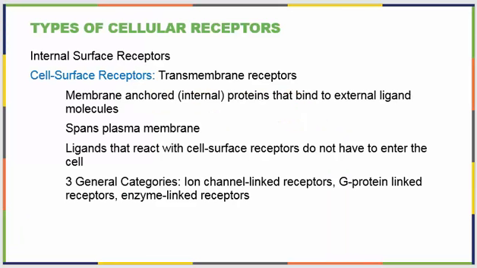Now let's talk about cell surface receptors, or external receptors. These are often transmembrane receptors. They are anchored internal proteins that bind to the external ligand molecules. They span the entire plasma membrane. The ligands that react with cell surface receptors don't have to enter the cell, and they exist in 3 general categories. They are ion-linked, G-protein-linked, and enzyme-linked receptors.